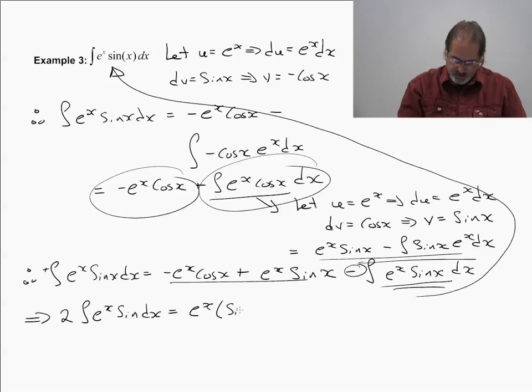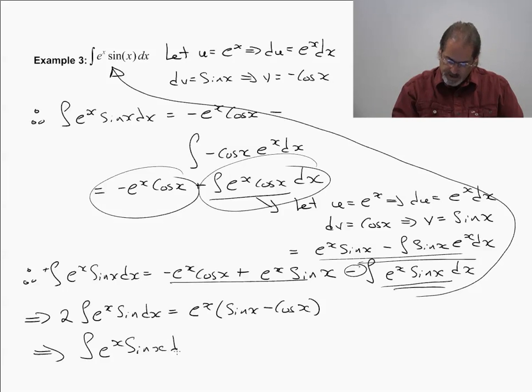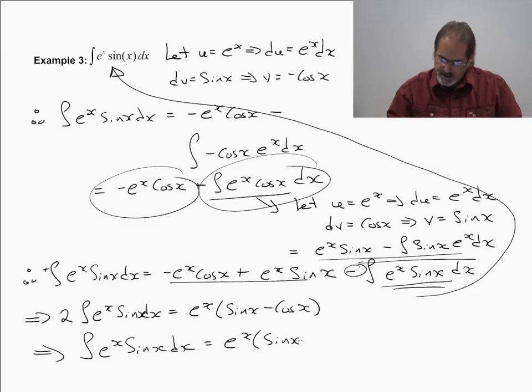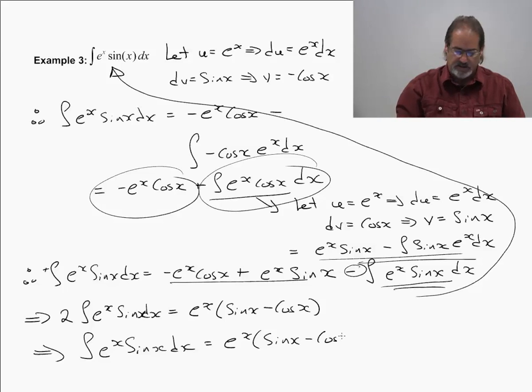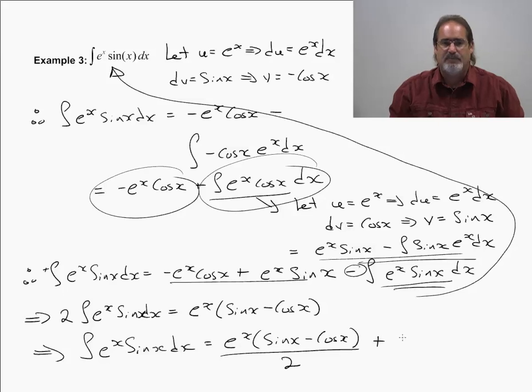If I divide by 2, that gives me the integral of e to the x sine x dx, oops, I forgot an x there, didn't I, is equal to e to the x times sine x minus cosine x, divided by 2, and now I'm going to add that constant of integration. So that's it. That's the basic idea and a couple of examples behind integration by parts.